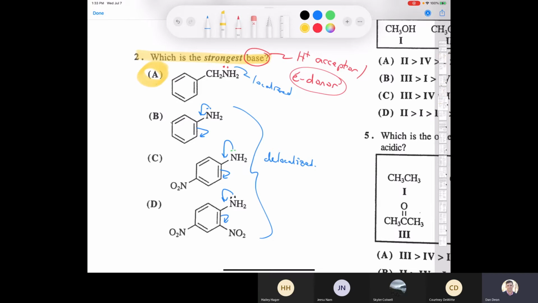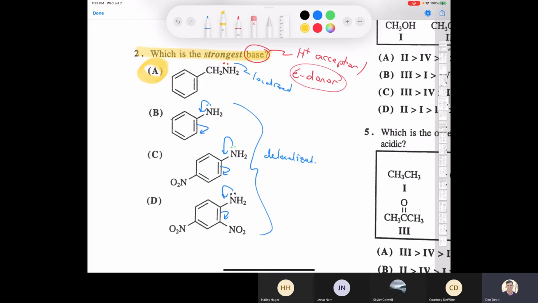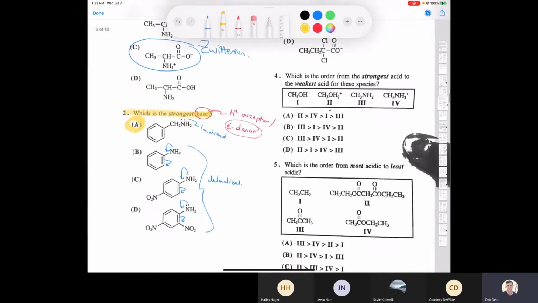And so A is going to be a much stronger base than all the rest. It's going to have a much higher pKa than the rest of them. All right, let's see. Let's try number 3.